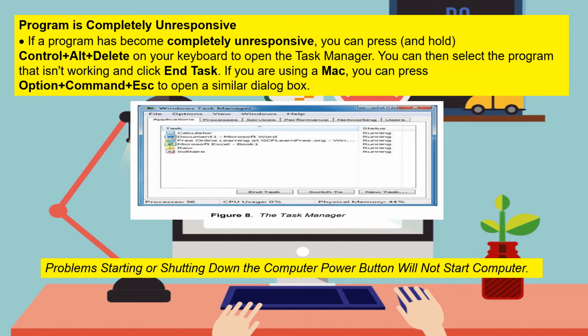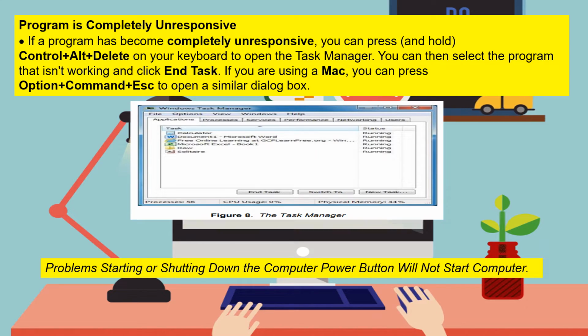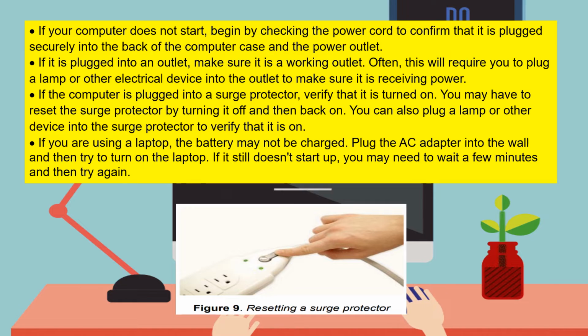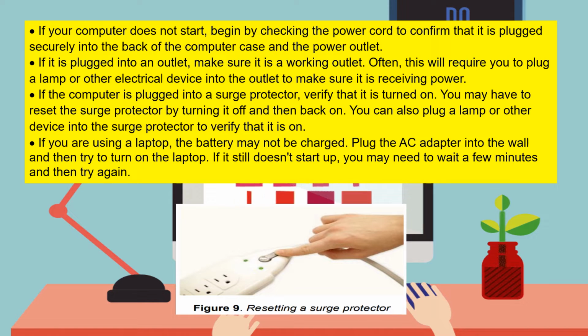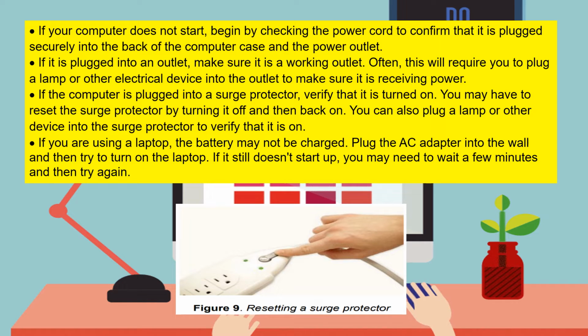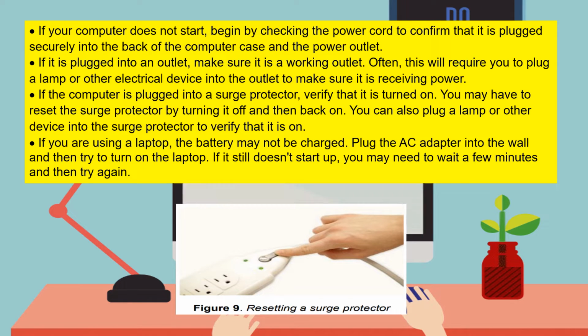Problem starting or shutting down the computer. Button will not start computer. If your computer does not start, begin by checking the power cord to confirm that it is plugged securely into the back of the computer case and the power outlet. If it is plugged into an outlet, make sure it is a working outlet.